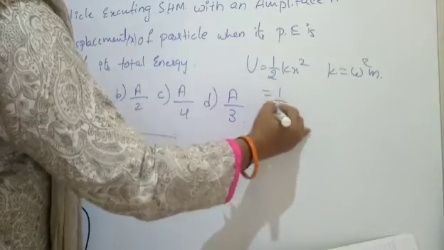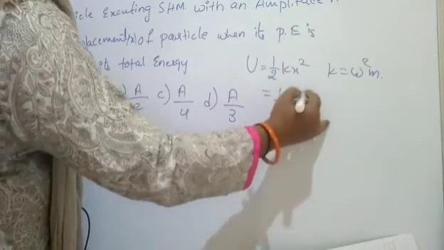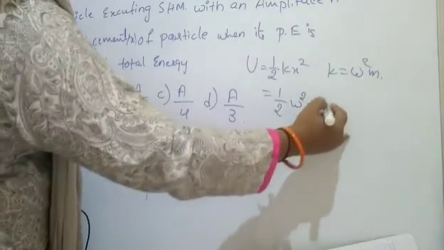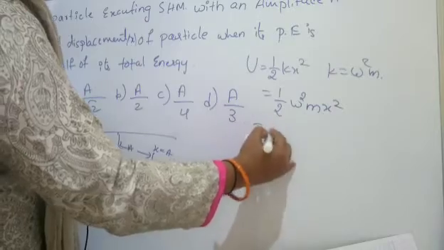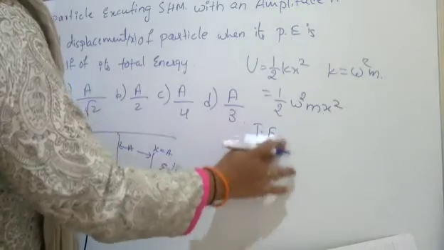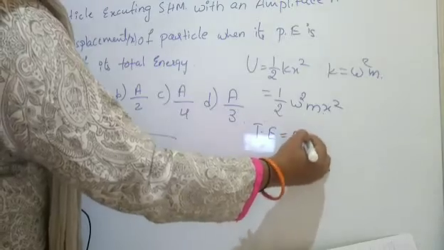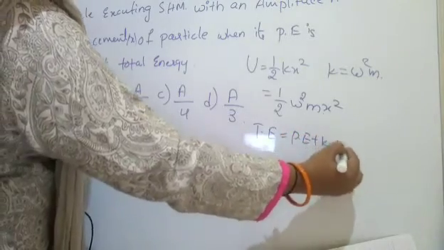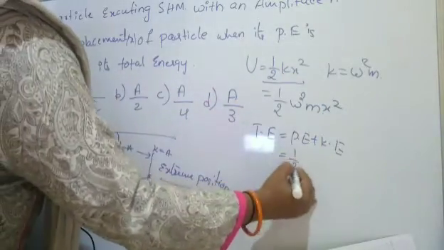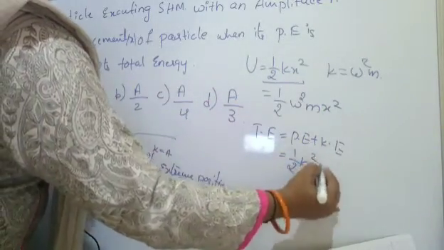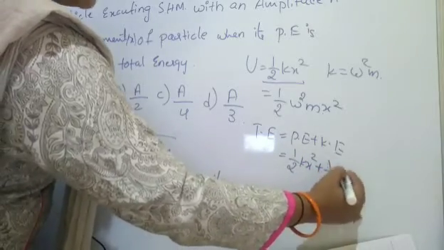So 1 by 2 omega square m into x square, right? So total energy will be, what is the total energy of a particle? We know that it is the sum of potential energy and kinetic energy. So potential energy is this one, that is 1 by 2 k x square. You know what the total energy is, but still I'm writing it so there should not be any confusion.